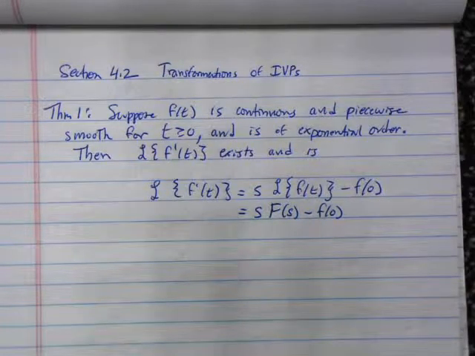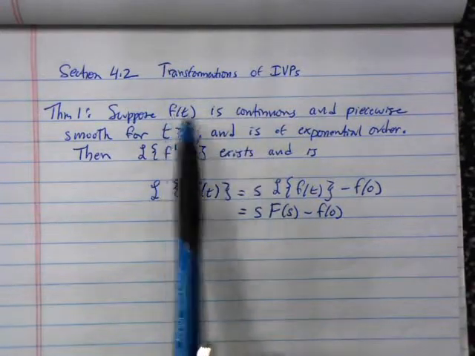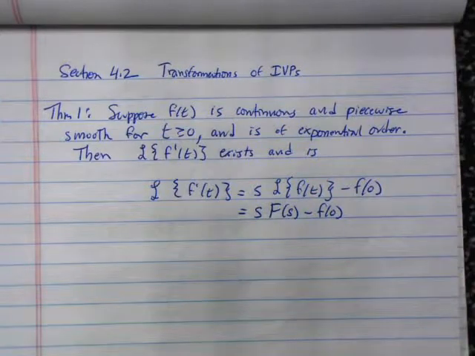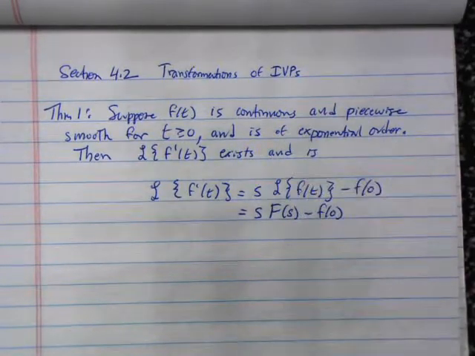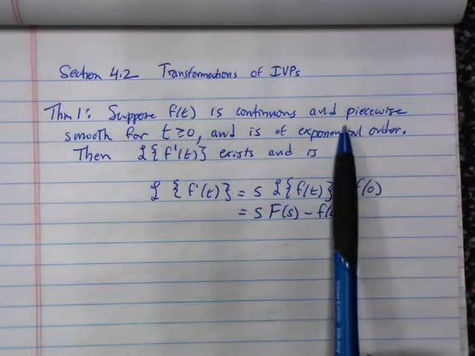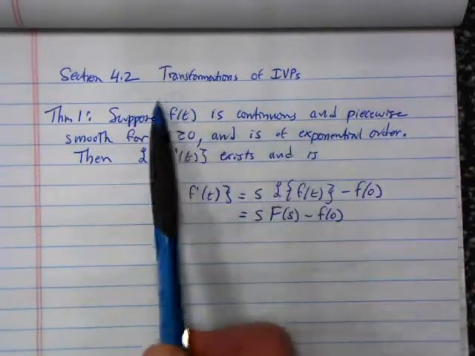All right, so we have some new words there, I think. Continuous, that's not a new word. What does it mean to say f of t is continuous? No discontinuities, no jumps, no holes, no vertical asymptotes, no breaks. That's our Calc 1 thing. Of exponential order, we talked about that a few days ago. It means it doesn't grow faster than some exponential function.